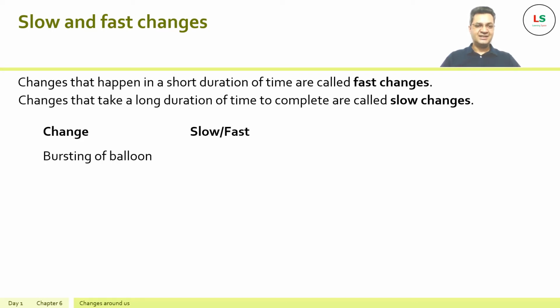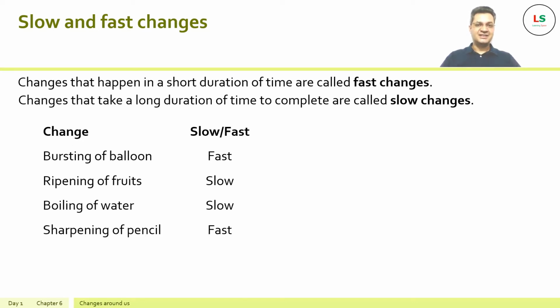Let's have the first one. Bursting of balloon is fast. Ripening of fruits is slow. Boiling of water is slow. Sharpening of pencil is fast. Boiling of eggs is slow. Growing of hair takes a long time, so it's slow.